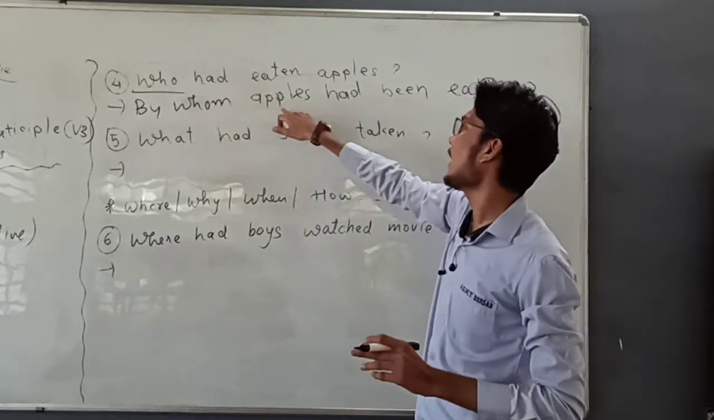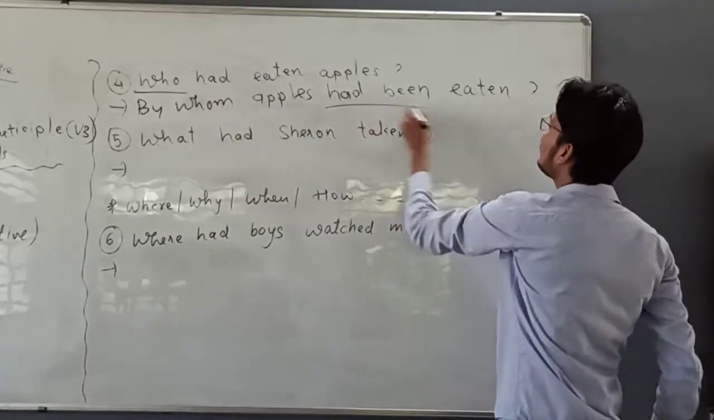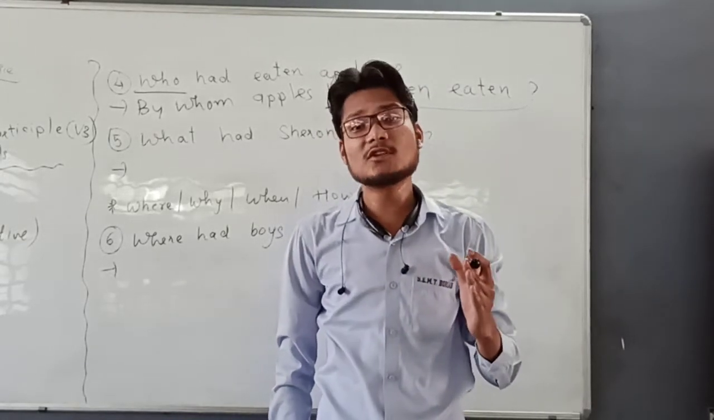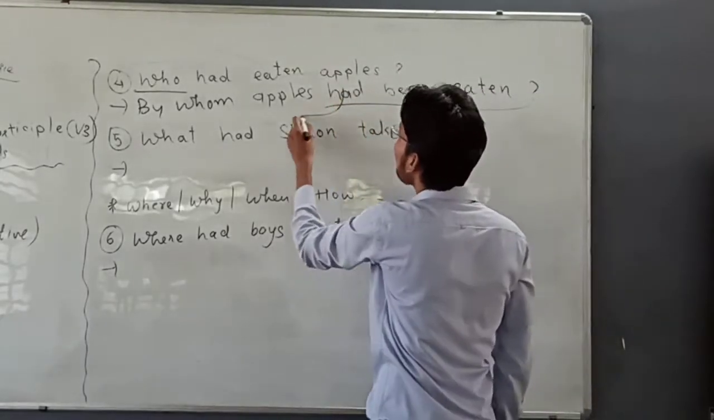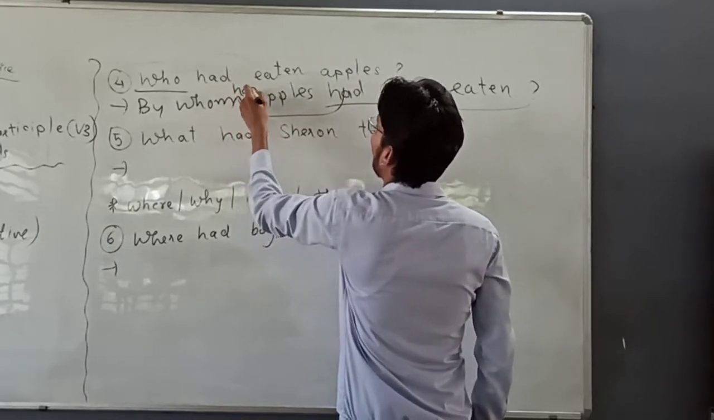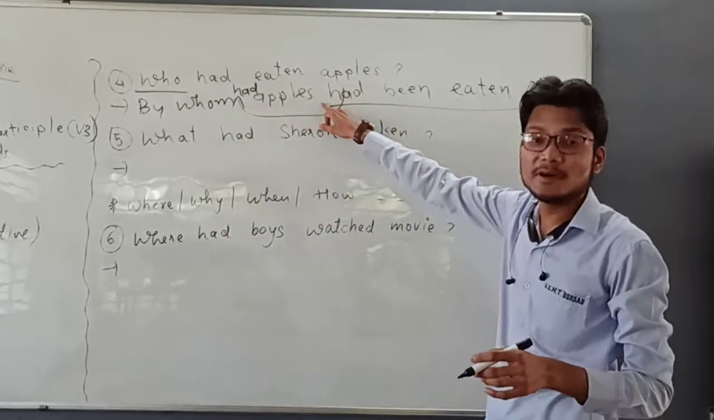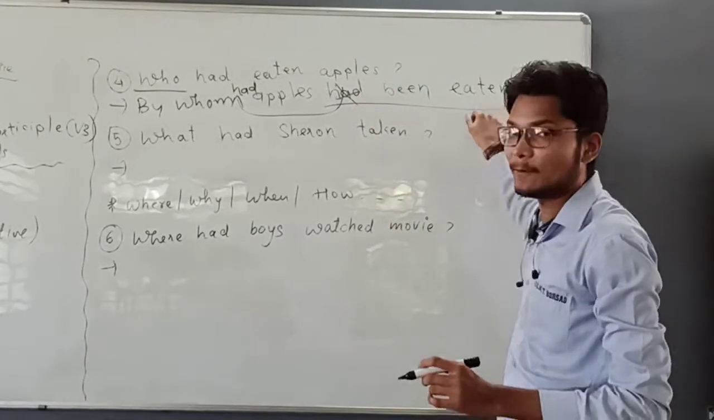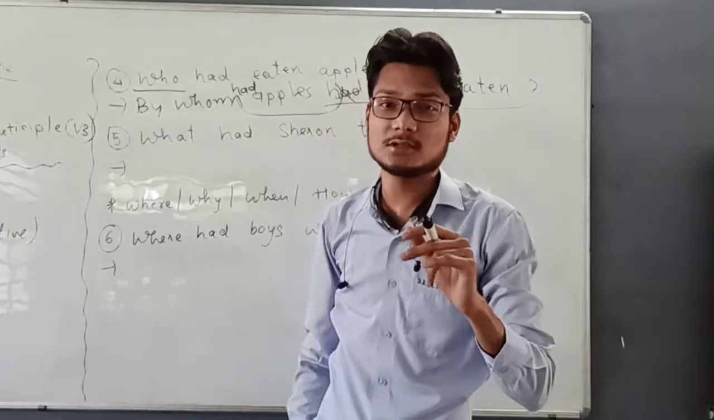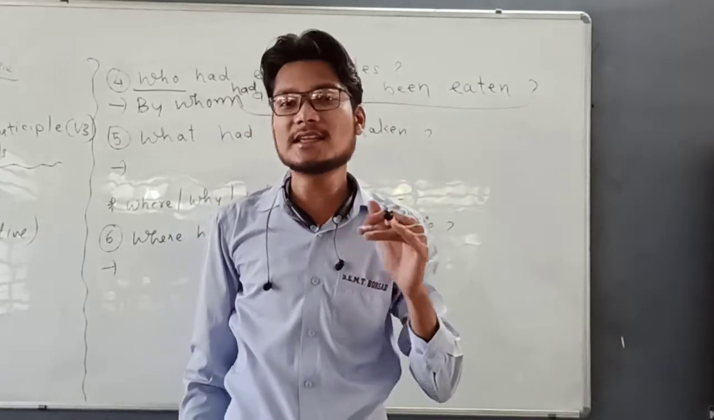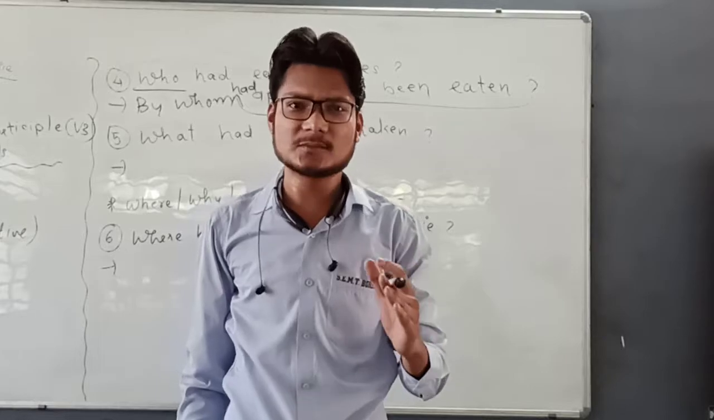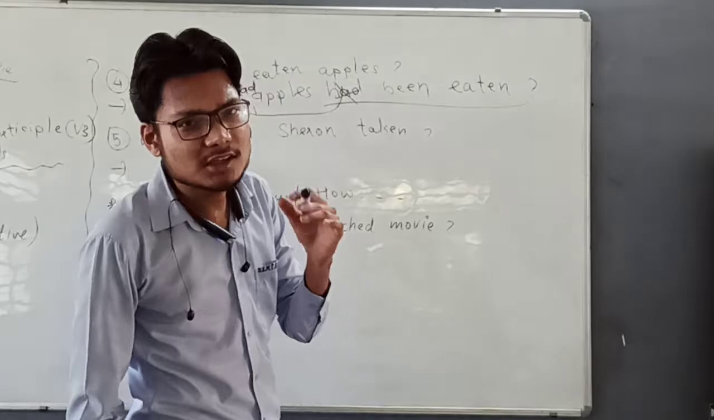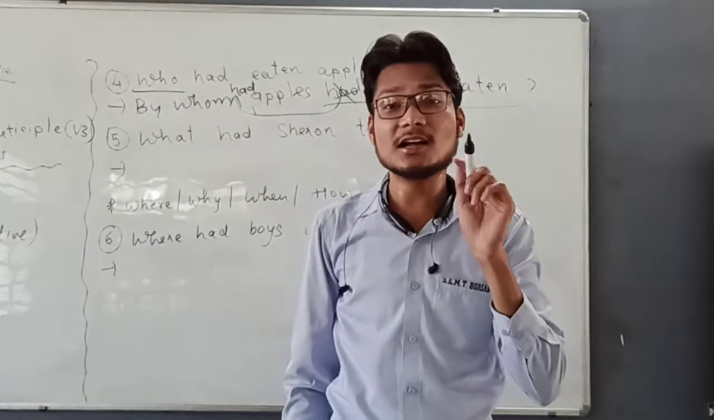See, "by whom apples have been eaten", now "had been eaten" is not considered a question at all. In order to make a question, the "had" should be here. By whom had apples been eaten. We have to remove "had" from here. Two times I repeated that sentence, that the answer can be written in two manners. So this is the correct answer.